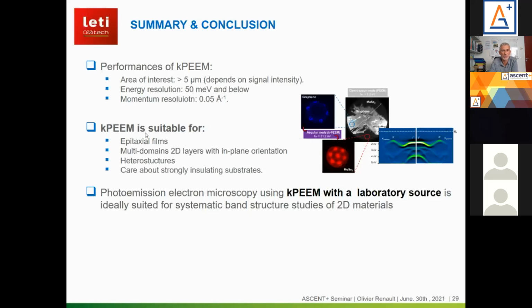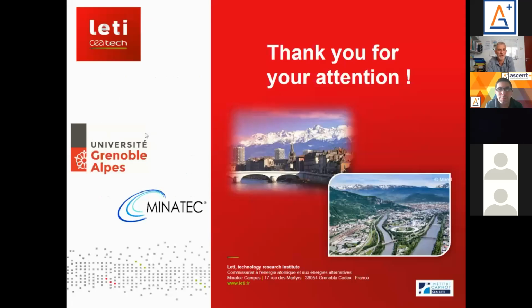So photoemission electron microscopy using KPEEM with a laboratory source is really very well suited for systematic band structure studies of 2D materials. I mean, keeping in mind that you need very often to screen different processing conditions, for example. And with this technique, you can really have access to such kind of diagnostic. Well, this is my last slide. I thank you very much for your attention, and I'm open for questions.